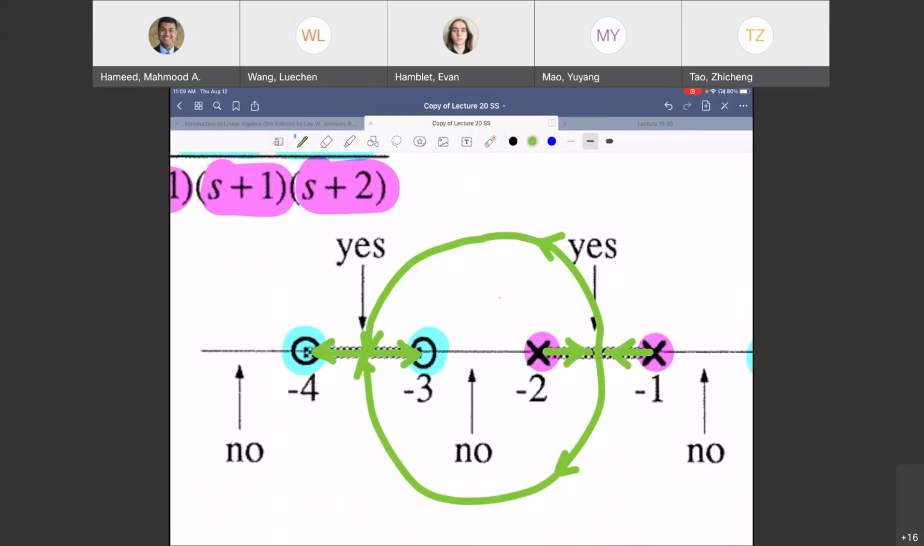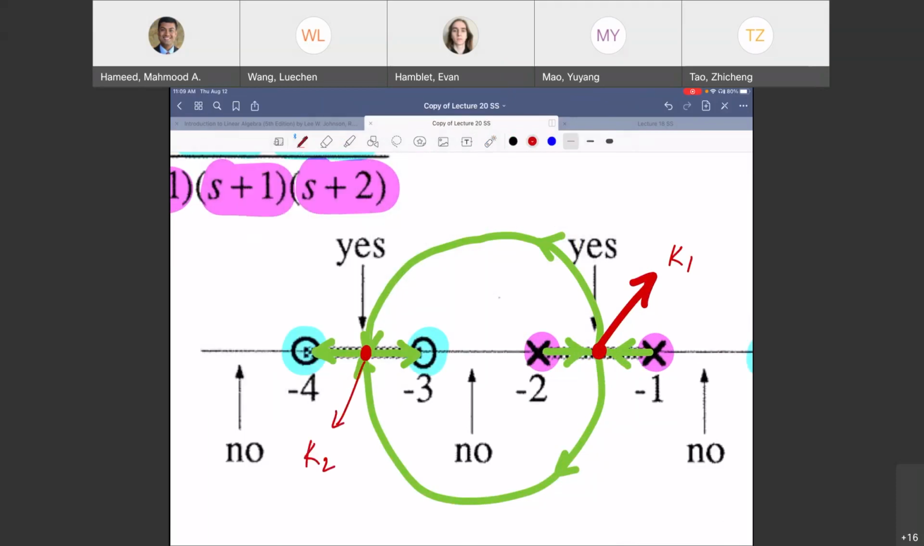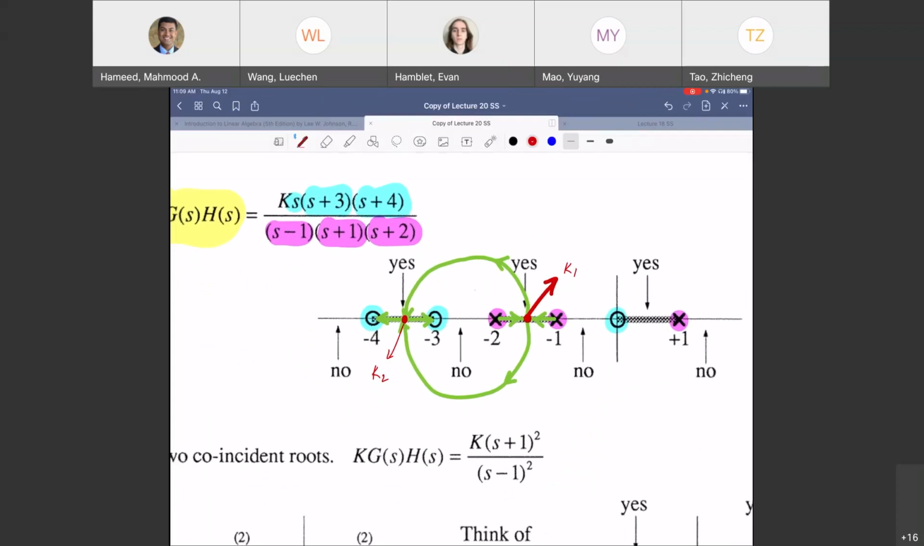Let's say that the k value over here is k1, and over here the k value is k2. Which one is greater? K2 is greater.